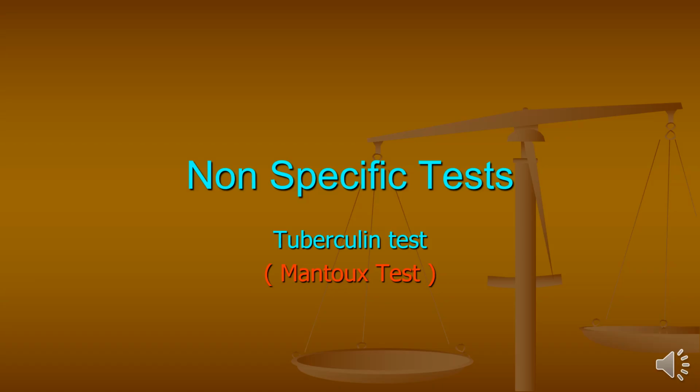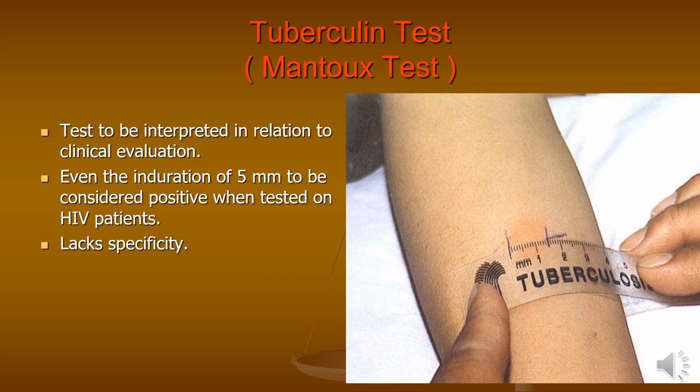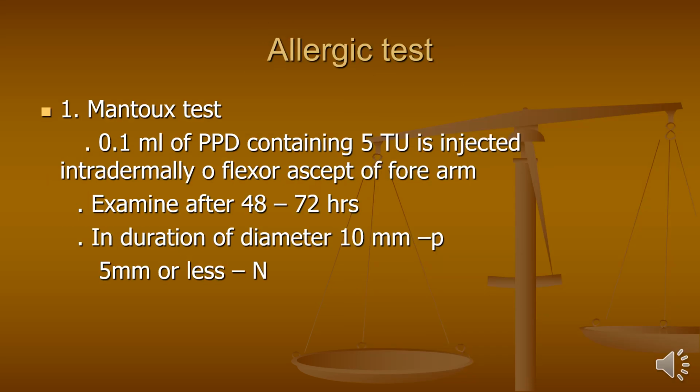So next is the non-specific test, for example, the tuberculin test, Mantoux. The test can be interpreted in relation to the clinical evaluation. Even if the induration is 5 mm, it is to be considered positive when tested in HIV patients. This one lacks specificity. In the Mantoux test, you take 0.1 ml of PPD containing 5 tuberculin units, injected intradermally on the flexor aspect of the forearm. It is examined around 40 to 72 hours. Induration of around 10 mm in size is considered to be positive, and if it is less than 5 mm, it is considered to be negative.